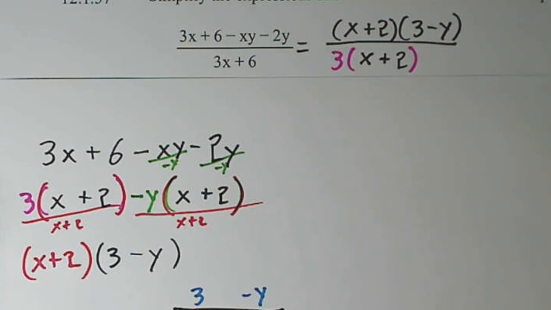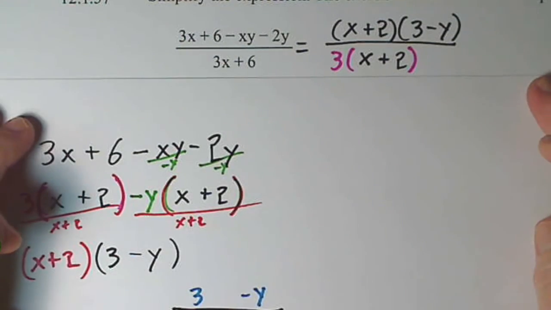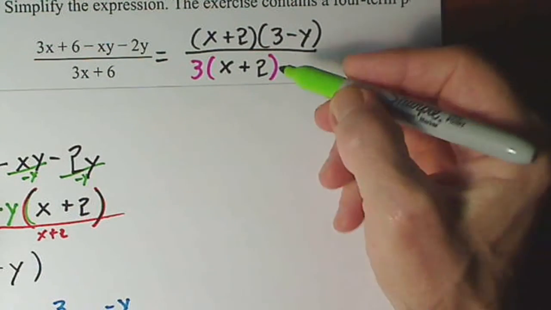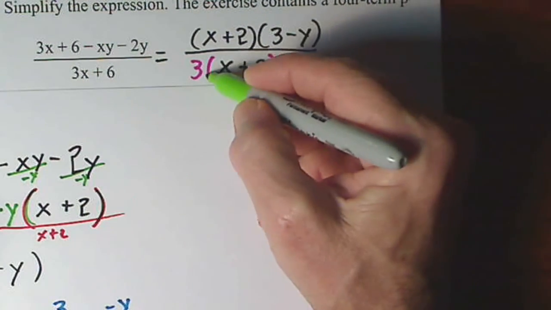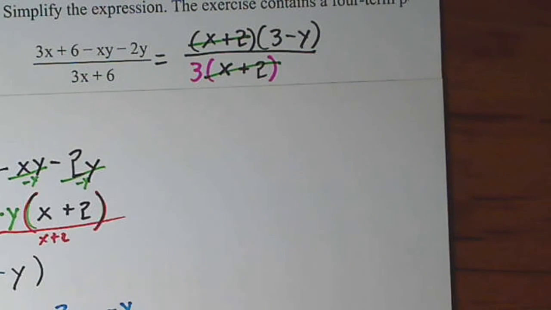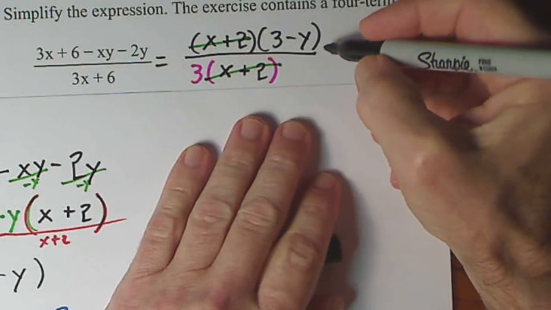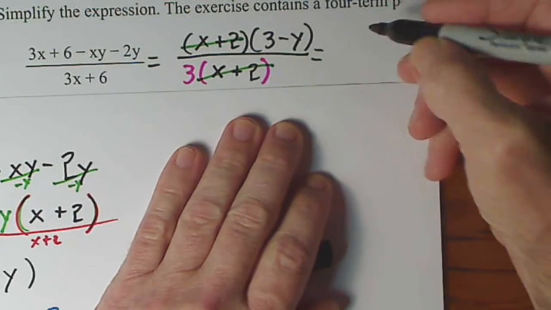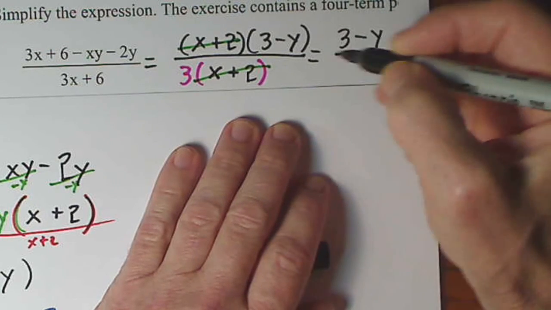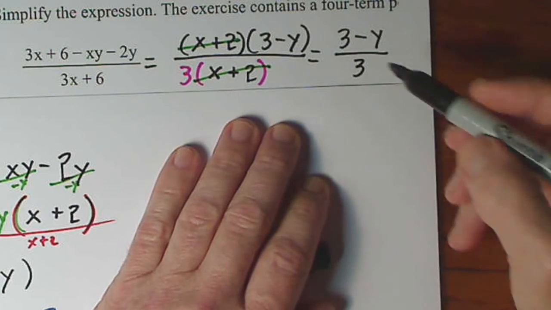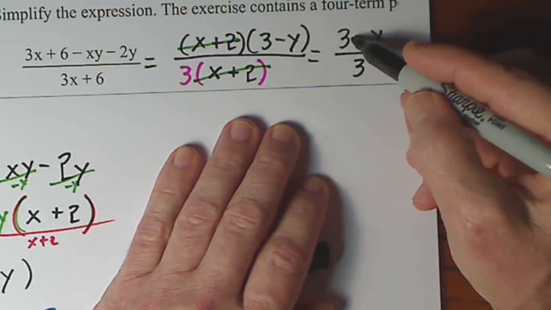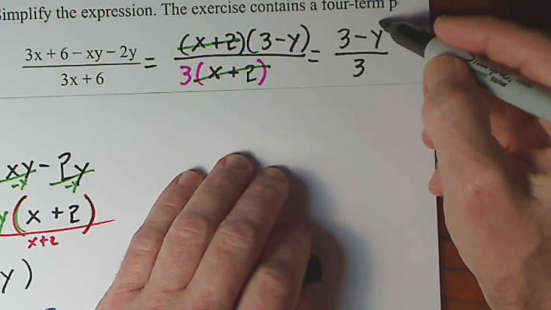And now notice, you have two common factors here, x plus 2, x plus 2. That's all that you can cancel. So your final answer is 3 minus y on top and just a 3 on the bottom. And again, you cannot cancel these 3's. This 3 is being added or subtracted. So this is your final answer.